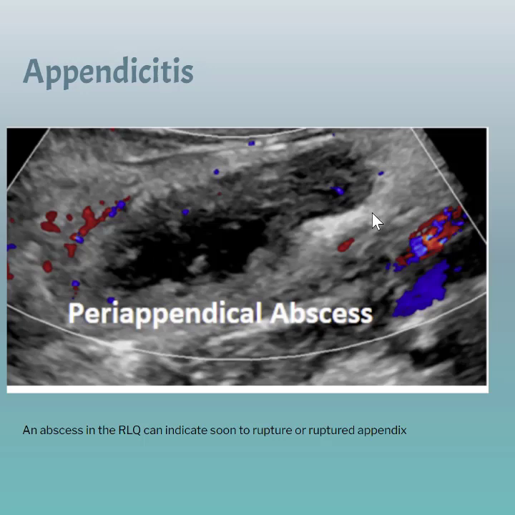If the appendix ruptures, we need to evaluate for fluid surrounding it. So the fluid typically shows up near the tip of the appendix because that is usually the rupture spot. And what we will see are periappendicular abscesses start to form. The abscesses typically are going to have some fluid within, very thick walls, and surrounding vascularity.